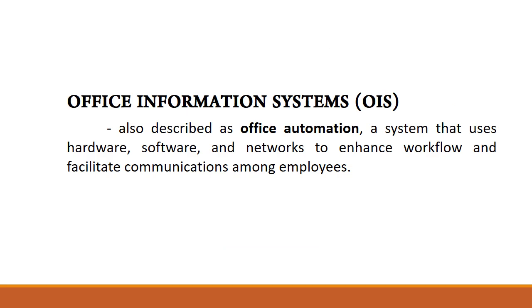The second category of an information system is the Office Information Systems, or the OIS. It is also described as office automation, a system that uses hardware, software, and networks to enhance workflow and facilitate communications among employees. An office automation system is a collection of communication technology, computers, and persons to perform official tasks. It executes office transactions and supports official activities at every organizational level. These activities can be divided into clerical and managerial activities.